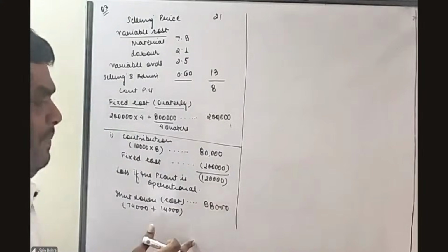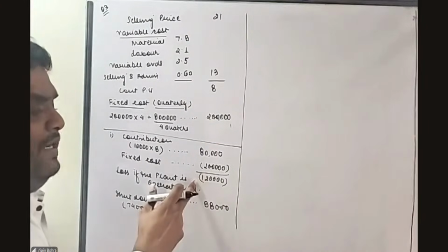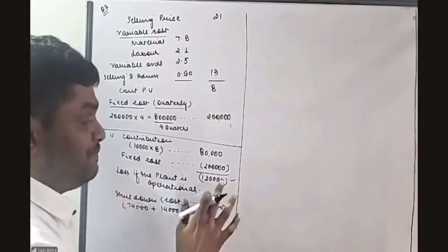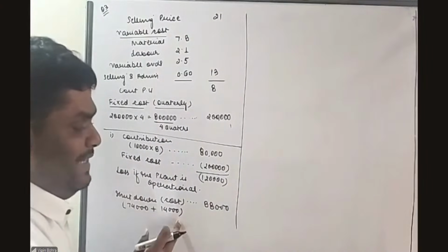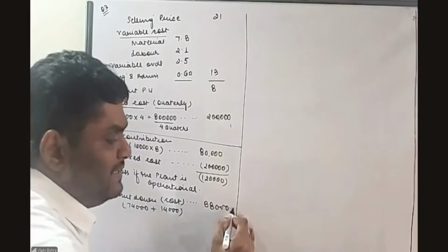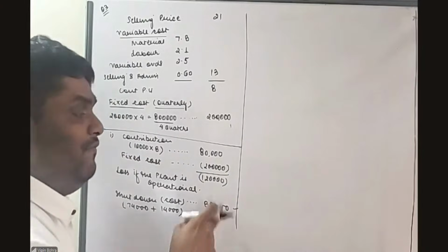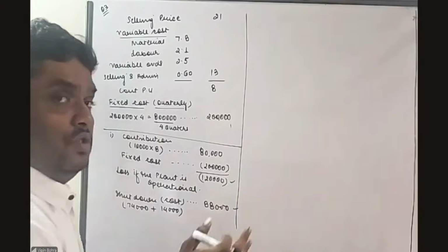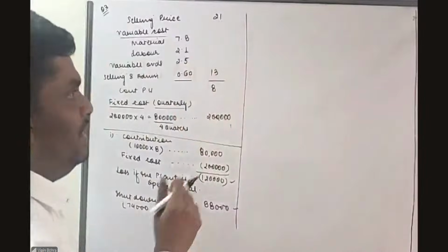So see, in the next quarter, if we shut down the plant, there is a loss of 88,000. But if we continue the plant, there is a loss of 1,20,000. So if we keep the plant running, how much is the loss? 1,20,000. And if we shut down the plant, how much is the loss? 88,000. So it is advisable to shut down the plant only.